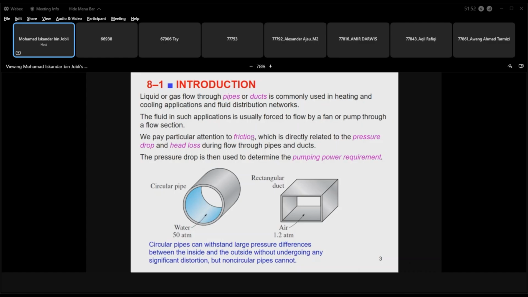We pay particular attention to friction. This is where it goes to friction, because it's actually the friction. Friction is the culprit. Friction is the cause why you have head loss. Friction is the main reason.